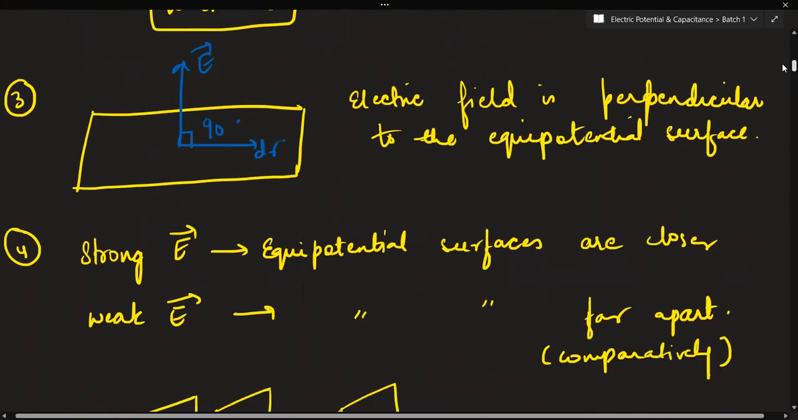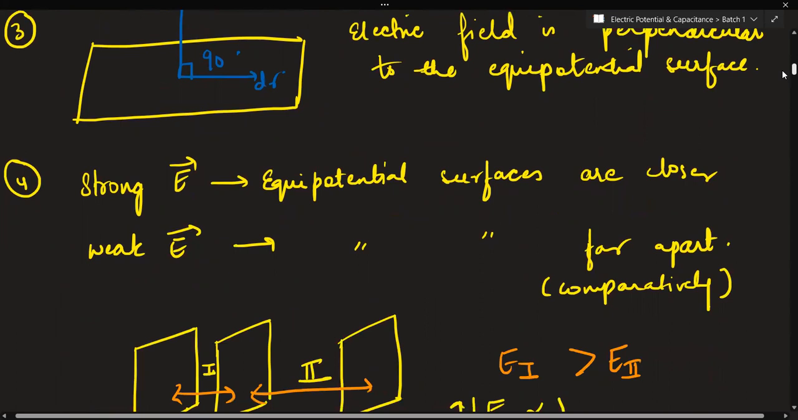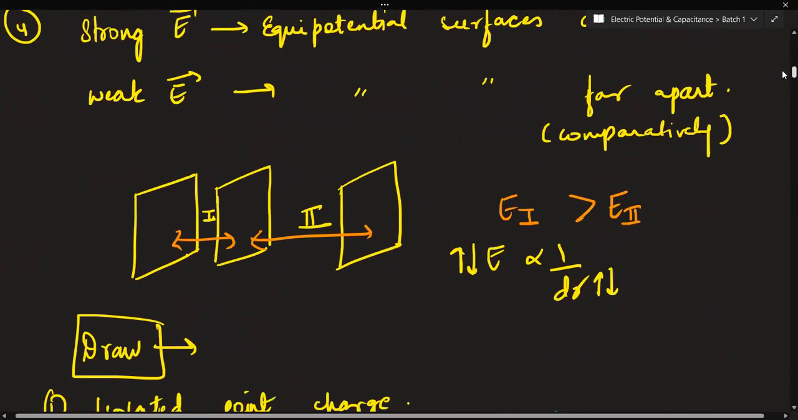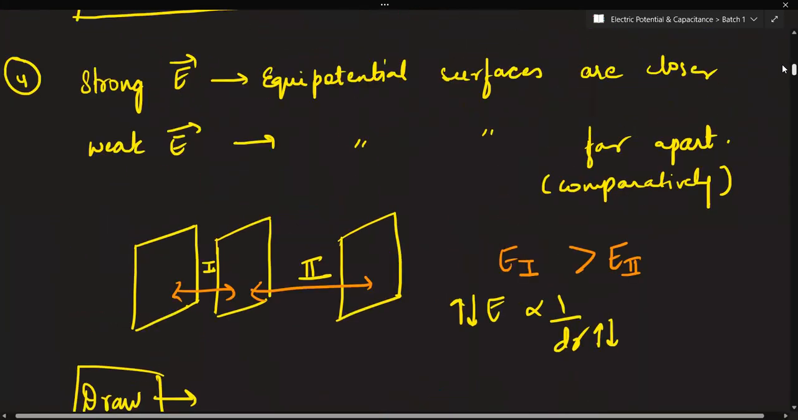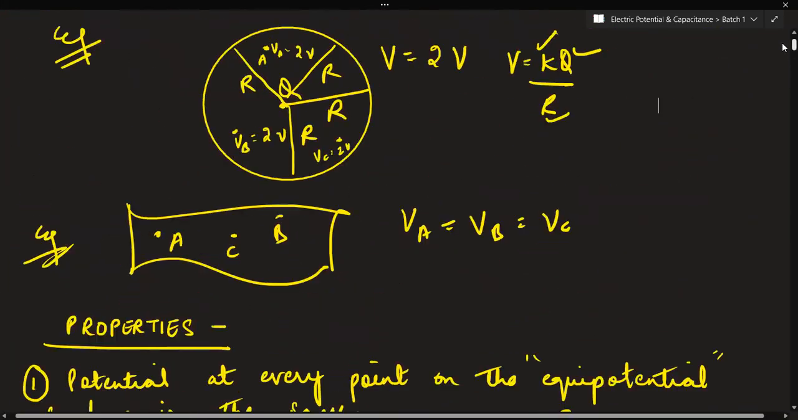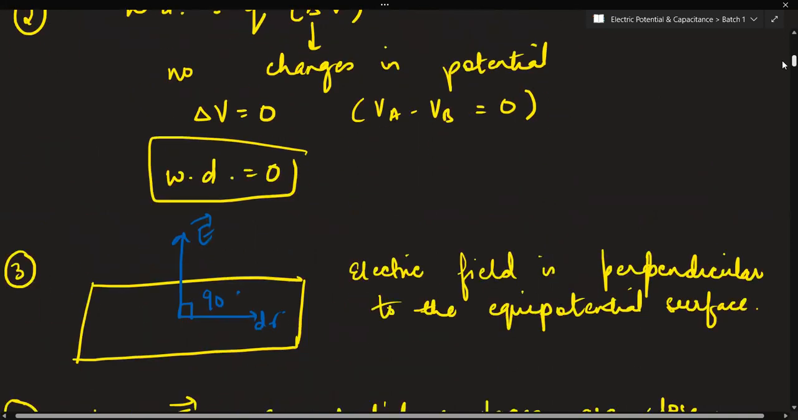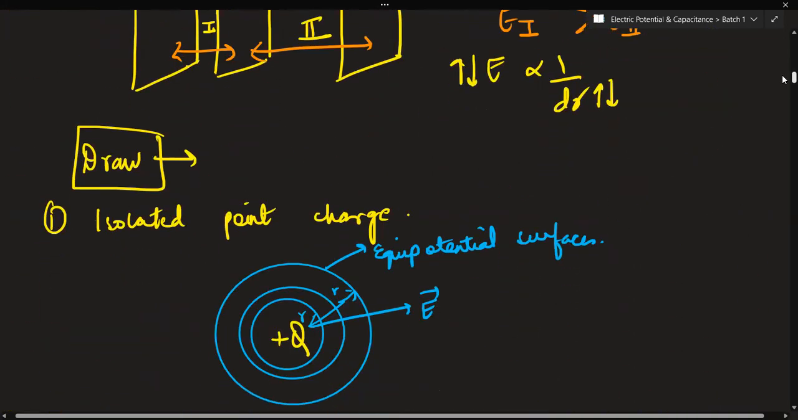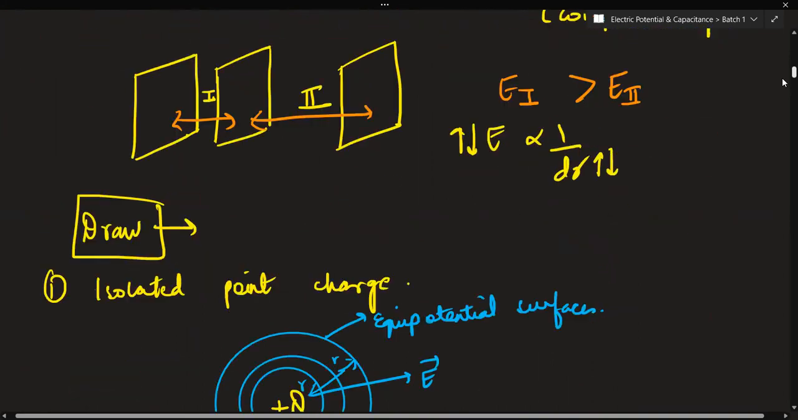Then you will tell that electric field will be perpendicular to equipotential surfaces, and wherever equipotential surfaces are closer, that depicts a strong electric field. Wherever they are kept far apart from each other, that will represent a weaker electric field. This will complete your one question. For 2 marks, even if it is asked, mention the properties. Just mention one line properties.